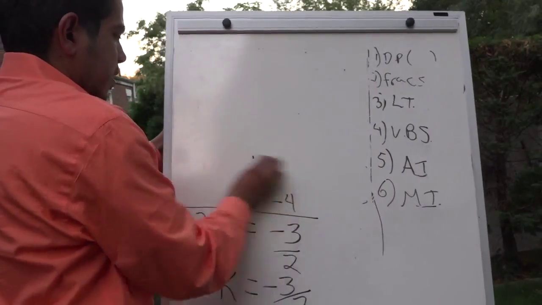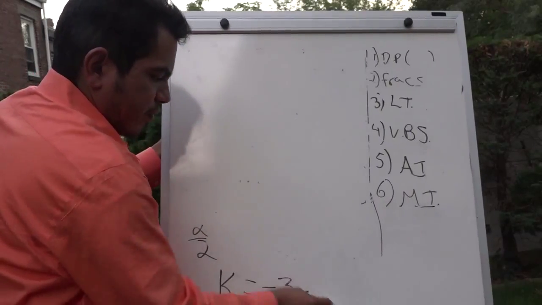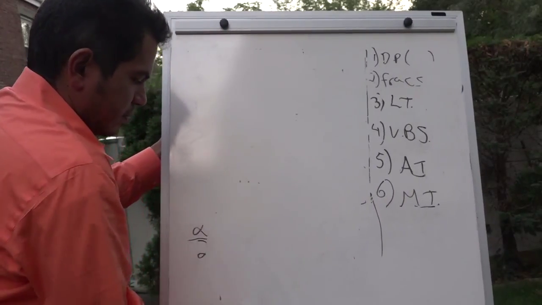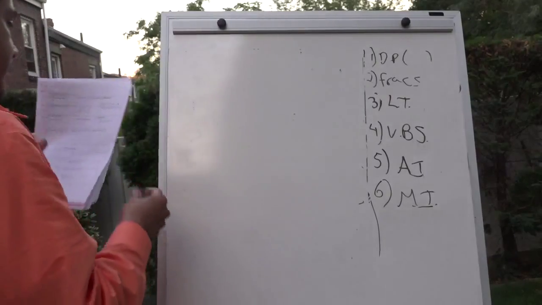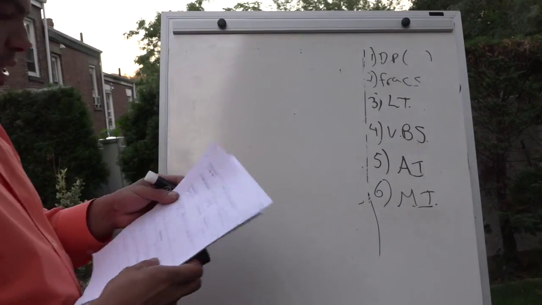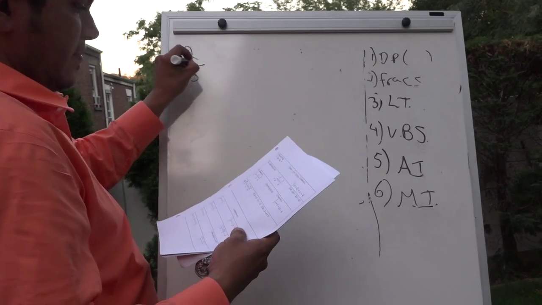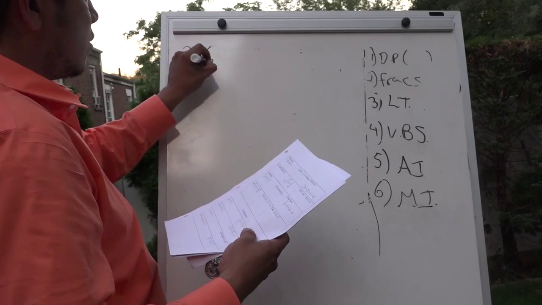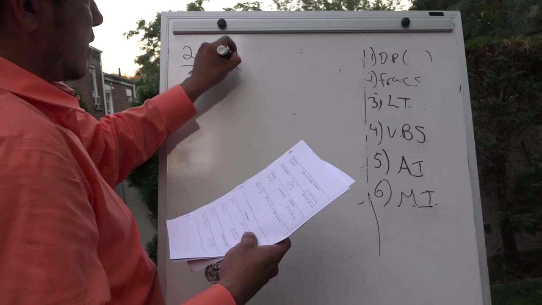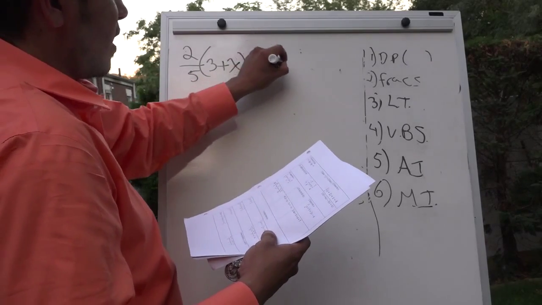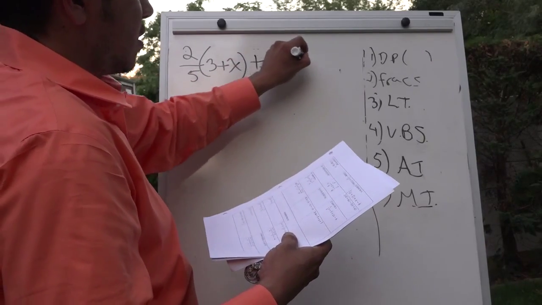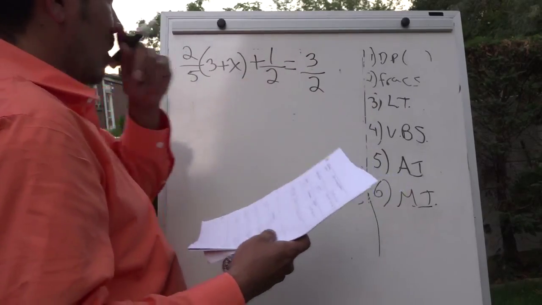Let us do another equation. By the way, I have no idea what the answers to these equations are, but let's see what we got. Okay, the next equation is 2 over 5 times (3 plus x) plus 1/2 equaling 3 over 2.